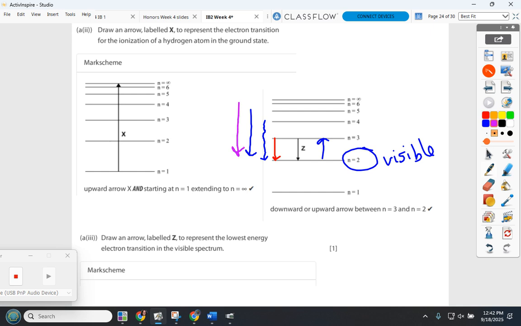But if it says transition and it doesn't specify that it's going one way or another, you can put the arrow either way. But look for those specific words in the question. So ionization, ground state, that tells us that it's got to be going up, and it's got to be going up from n equals 1. Okay.